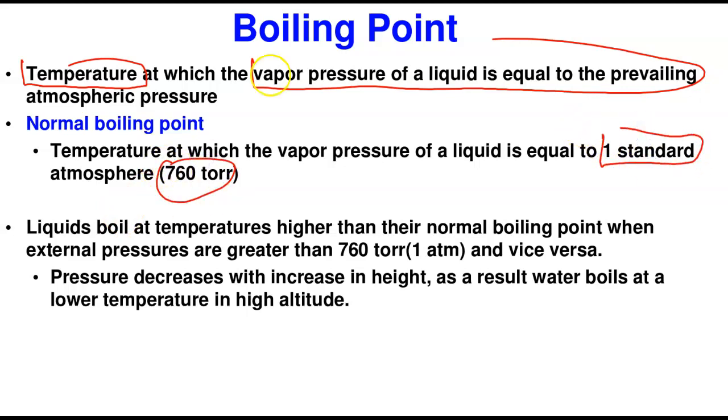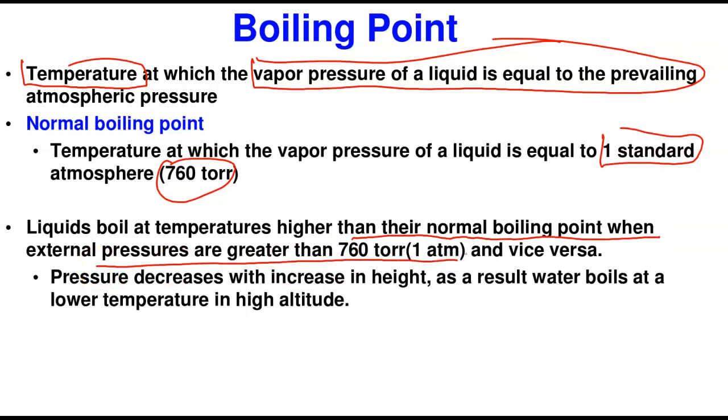So when a substance is heated until the vapor pressure equals the atmospheric pressure, we call that its boiling point. And a liquid will boil at a higher temperature, more than its normal boiling point, when the external pressure is high.